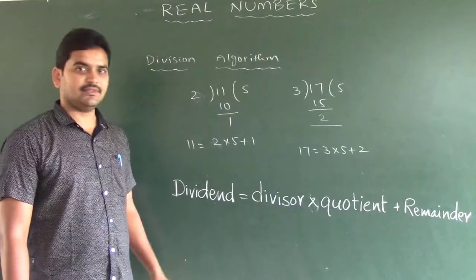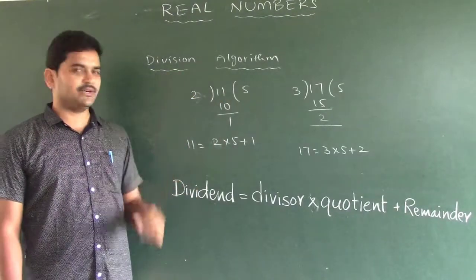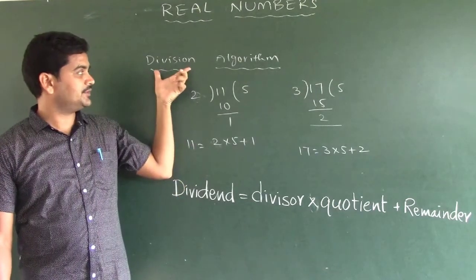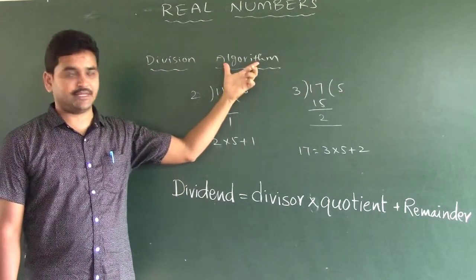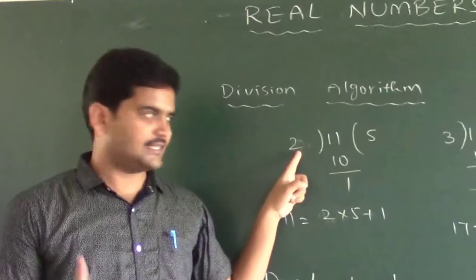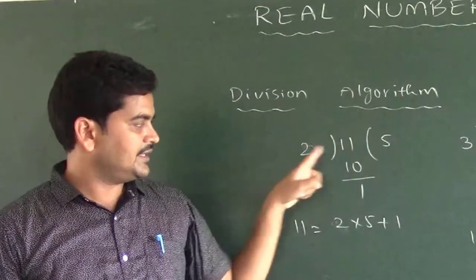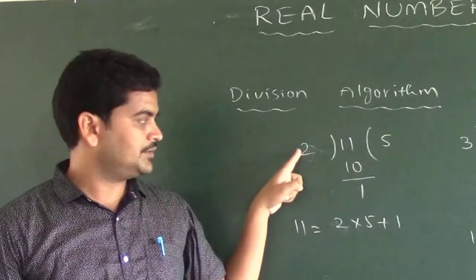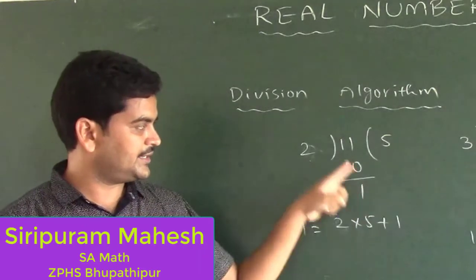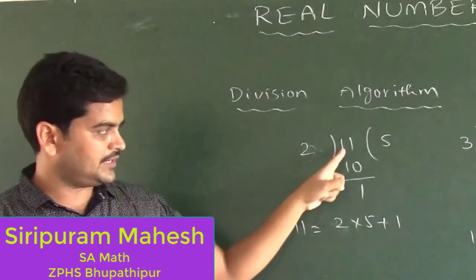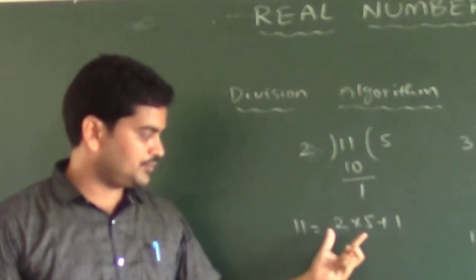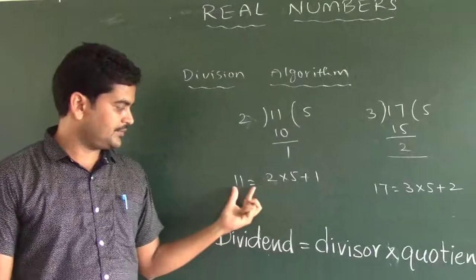Now, for my 10th class, Euclid's Division Lemma. Before that, the division algorithm concept. What is the division algorithm? Let me take one example. 11 divided by 2: 2 fives are 10, the remainder is 1. So it can be written as 11 is equal to 2 into 5 plus 1. 2 fives are 10, 10 plus 1 is 11.